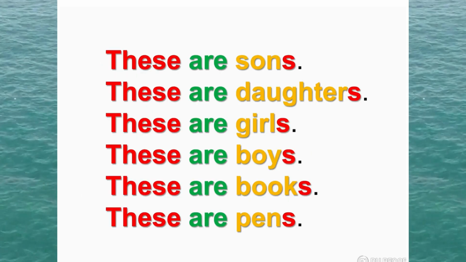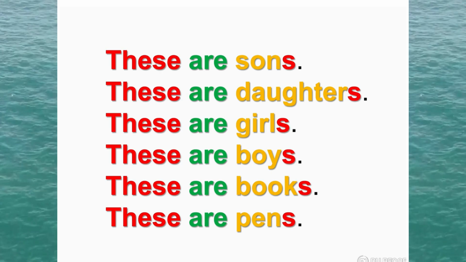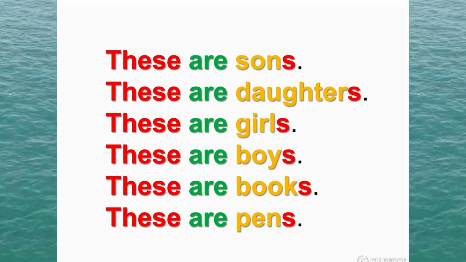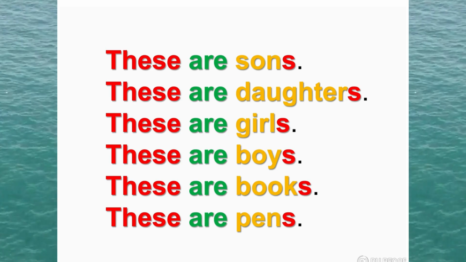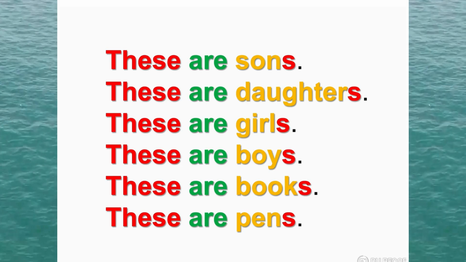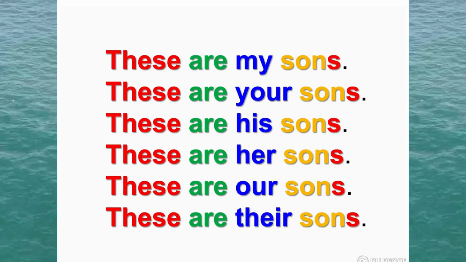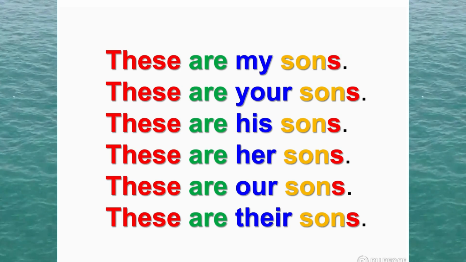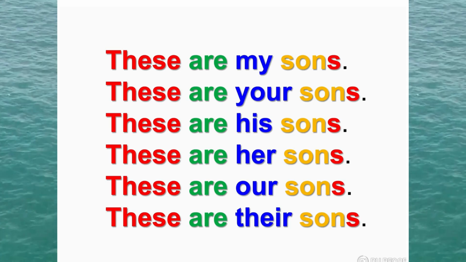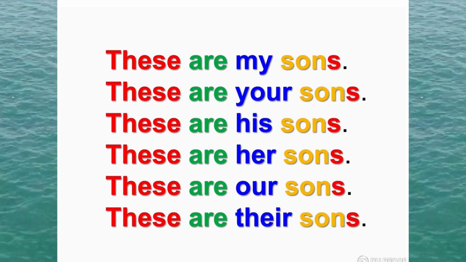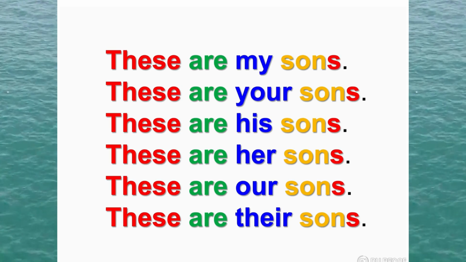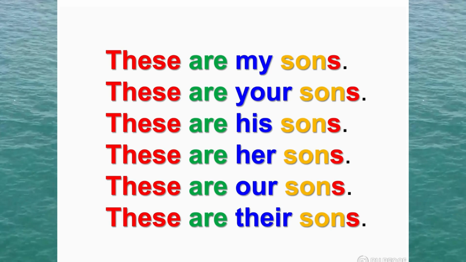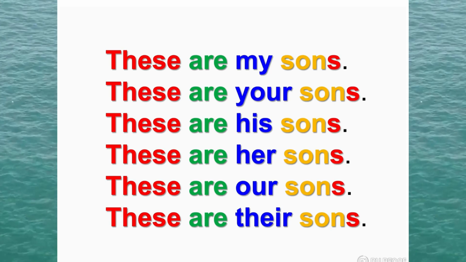These are sons. These are daughters. These are girls. These are boys. These are books. These are pens. Let's practice them. Now, these are my sons. These are your sons. These are his sons. These are her sons. These are our sons. These are their sons. Let's continue.